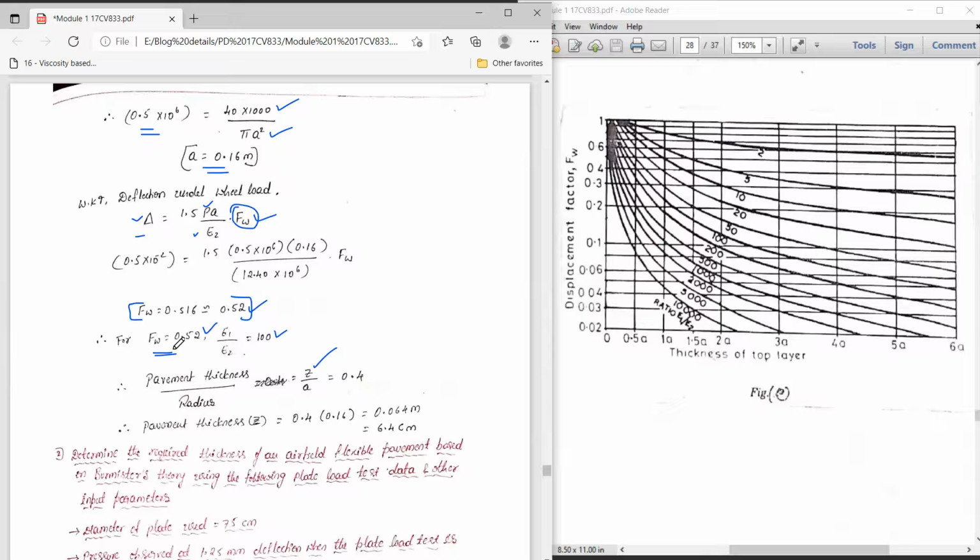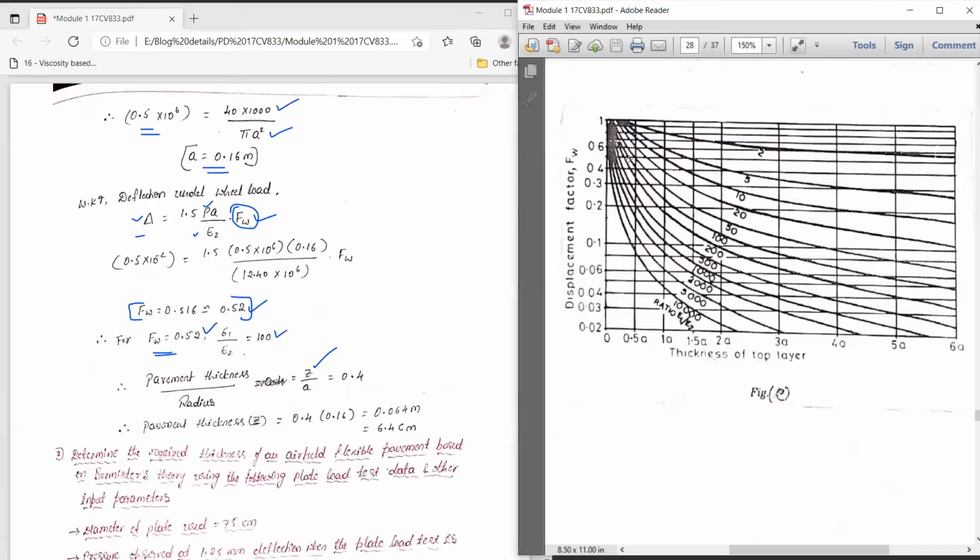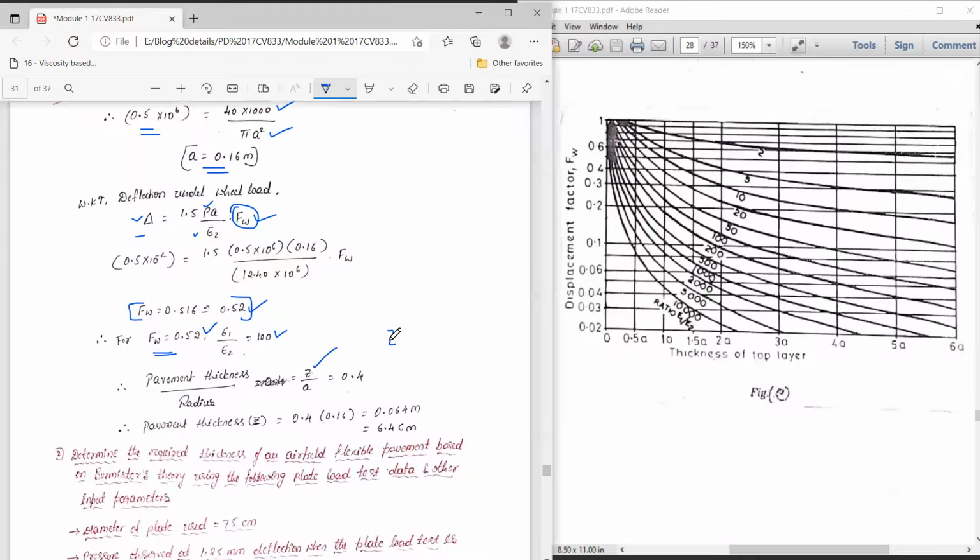Let us see. So first we will see FW 0.52. So here it is 0.4, 0.6, 0.52 means somewhere here it may come. So you have to project one horizontal line up to the curve. E1 by E2 is equal to 100. That means you have to project up to here. From this point, what you need to do? You have to drop this line, from here, again, to the x-axis. It may intersect somewhere here.